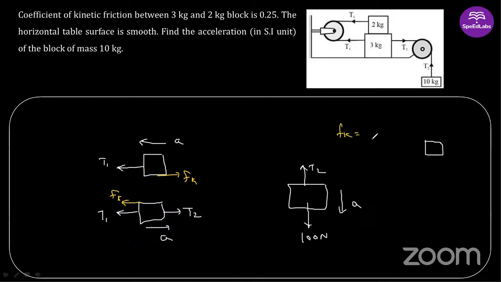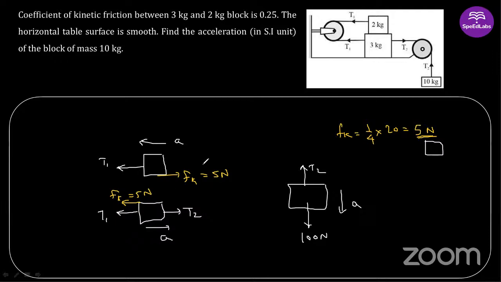Kinetic friction is basically mu into N. Mu is 0.25, which is 1/4, into normal. Normal over here is basically 20. So it is 10 by 2, which is 5 Newton. This is the friction. Just apply the value of friction, that is 5 Newton, and this is also 5 Newton.